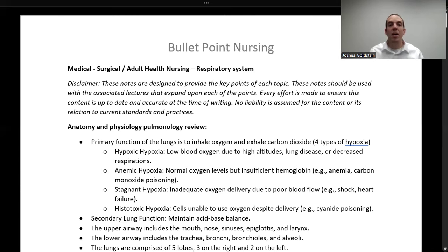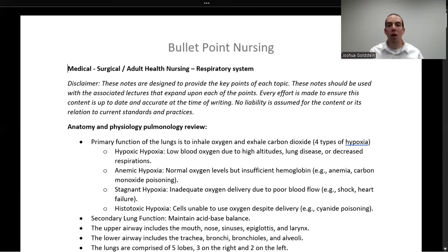So really quick, the first type is hypoxic hypoxia. This is where you're simply not getting enough oxygen in the air you breathe. This can be from high altitudes. This could be because you're not breathing well enough because of decreased respirations, let's say from an opioid overdose, or because you have a lung disease, something like that. So hypoxic hypoxia is you're not getting enough oxygen.